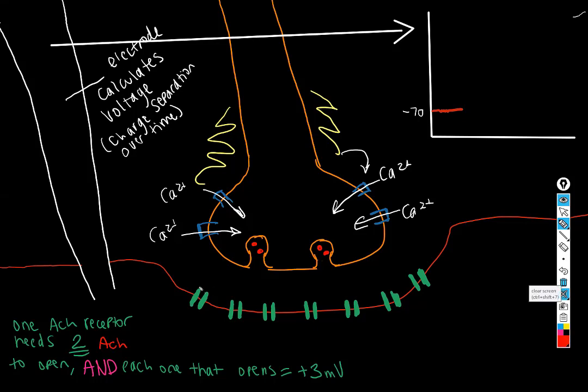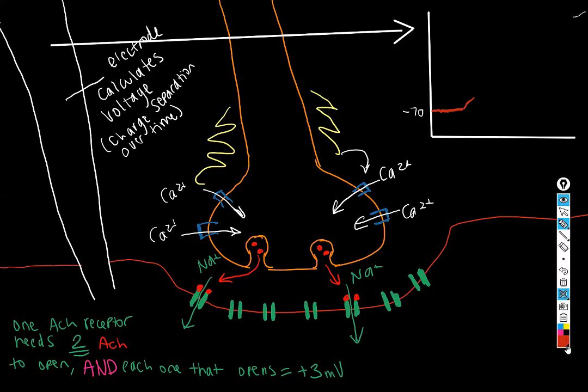And so I have 1, 2 nicotinic acetylcholine receptors bound, which means I'm letting in enough sodium. So based on my rules that I've written down here, how many millivolts do I get to go up for this amount of neurotransmitter? +6. +6, right? Yeah. So I have this transient rise.